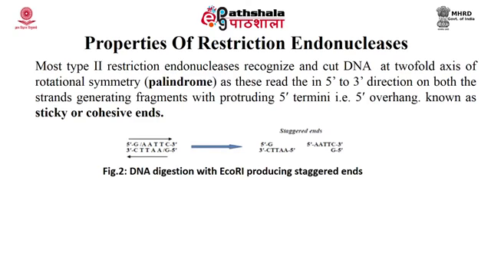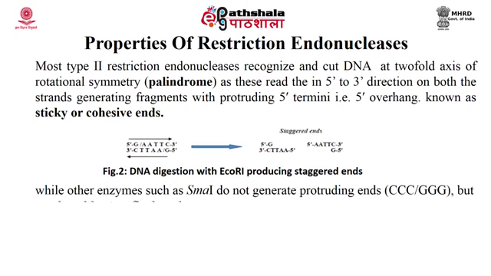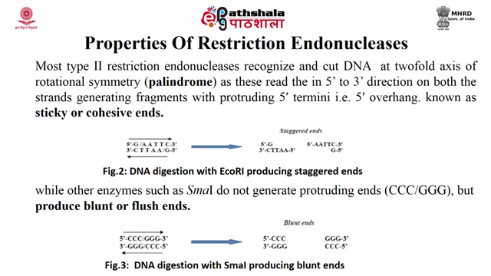Figure 2 shows the DNA digestion with EcoR1 producing staggered ends. While other enzymes such as SmaI do not generate protruding ends, but produce blunt or flushed ends. Figure 3 shows the DNA digestion with SmaI producing blunt ends.